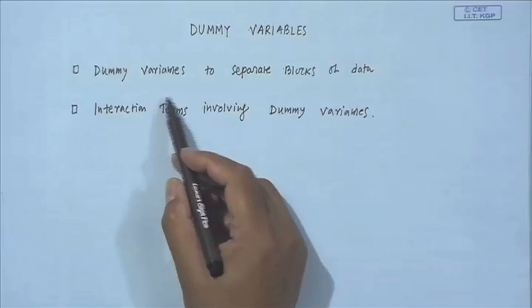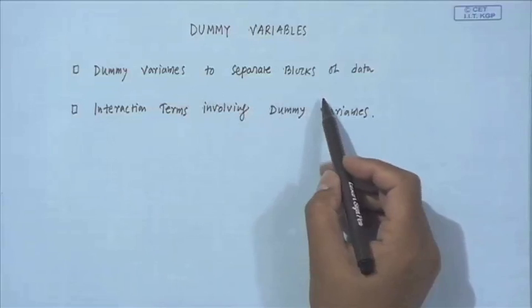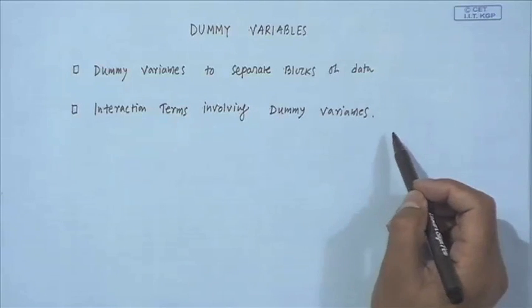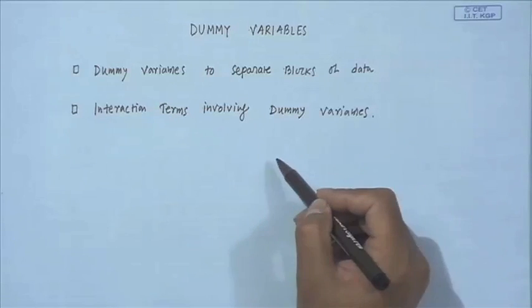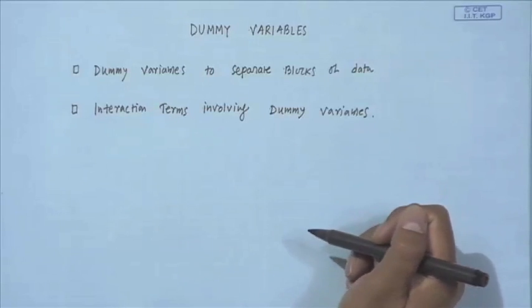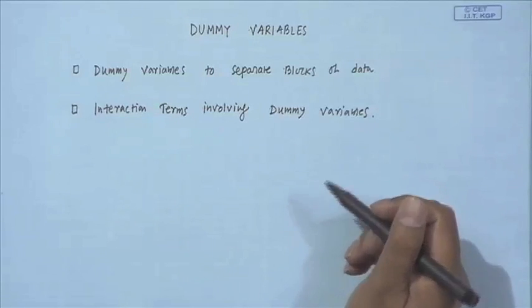So this is my second lecture on dummy variables, and here is the content of this module: dummy variables to separate blocks of data and interaction terms involving dummy variables. Let me explain the objective of this module once more.